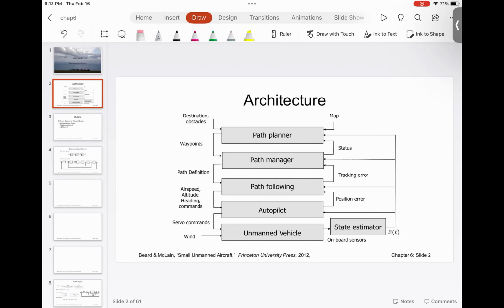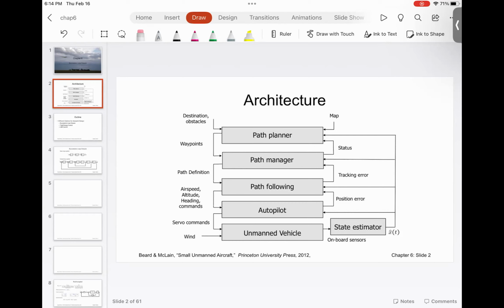And after that, after the path following, what you have is something like a path manager. Because whenever an aircraft is following a path, the aircraft would never follow the path perfectly. There will always be some error. So you need some type of error correction, which is the tracking error that is managed by the path manager. And then the path manager is controlled by the path planner.